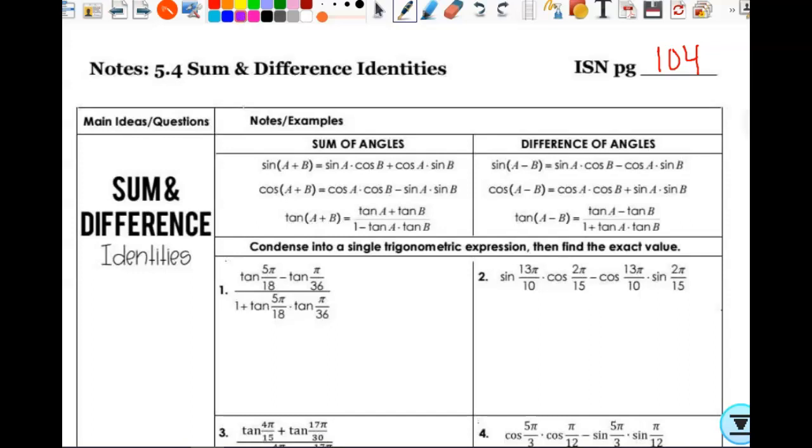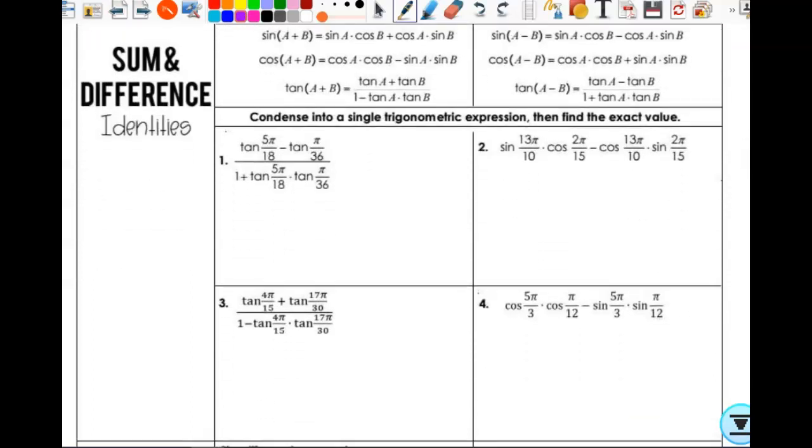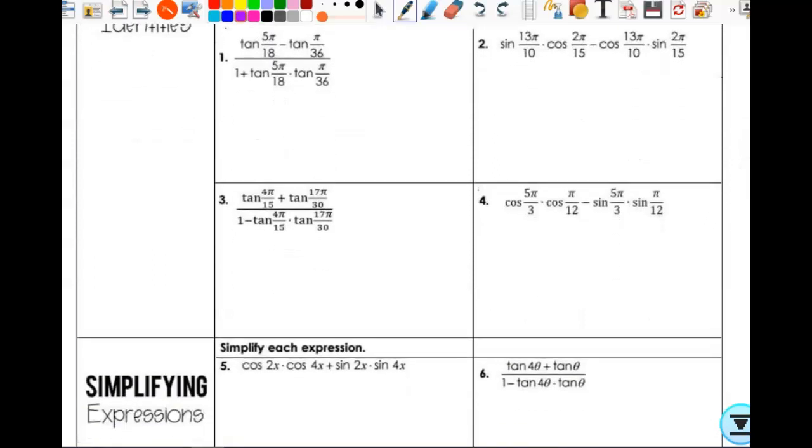So if you look at number 1, pretty sure that's going to match a tangent one, right? Would this be the sum or difference of the angles? The difference. Okay, so this is the tangent of A minus B, which means this then translates into the tangent of 5 pi over 18 minus pi over 36. Okay.